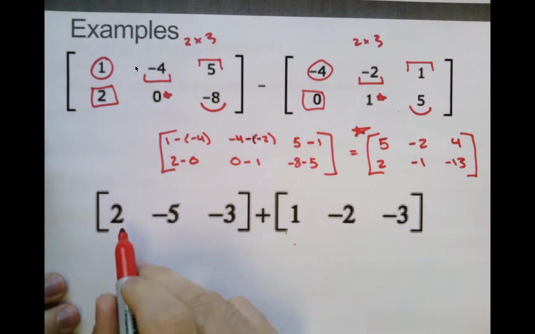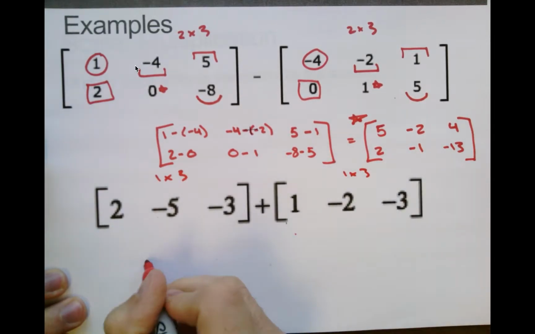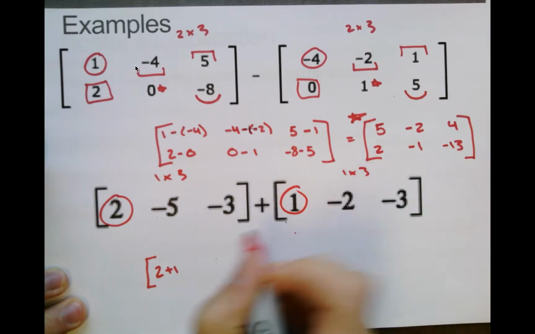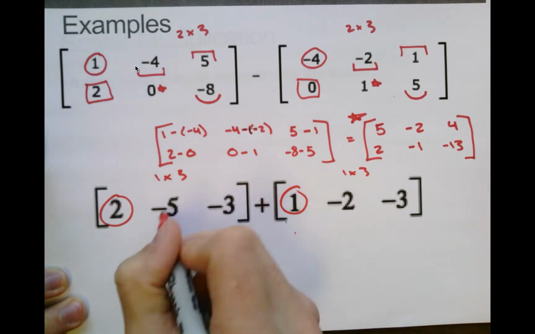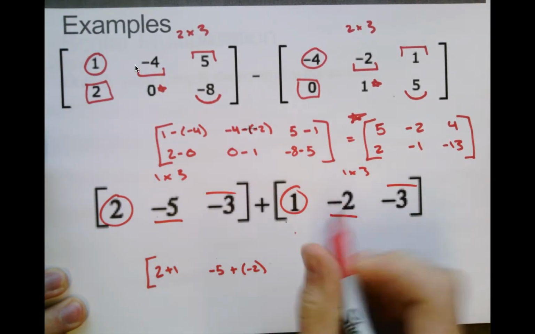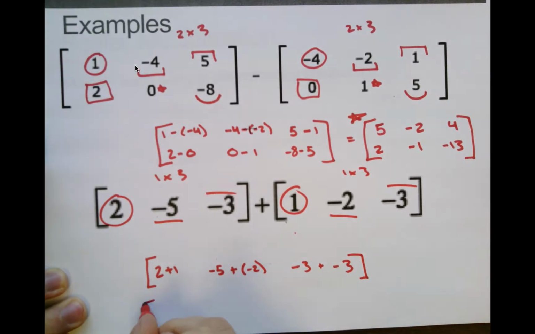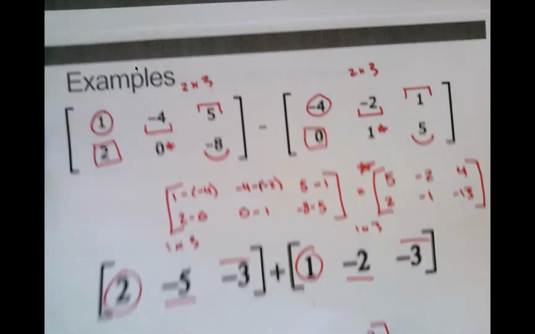We would do the same thing with addition. So I'm going to add these two things. Again, this is a 1 by 3, 1 by 3, we can combine them. We're going to add the corresponding parts. 2 plus 1. Then that second column, we're going to have negative 5 plus negative 2. And in the last one, we're going to have negative 3 plus negative 3. Same exact thing. 2 plus 1 would be 3. Negative 5 plus negative 2 would be negative 7. Negative 3 plus negative 3 would be negative 6. And again, our answer should be a 1 by 3 matrix for this.